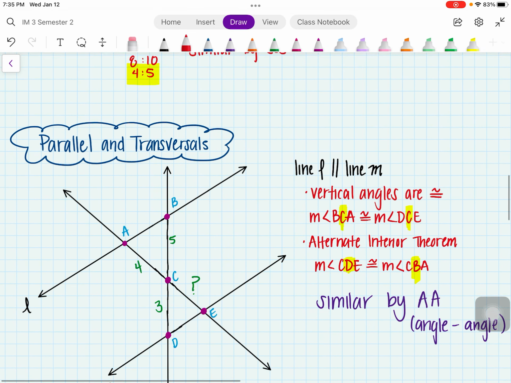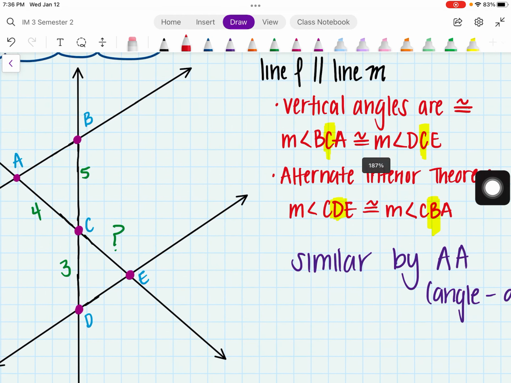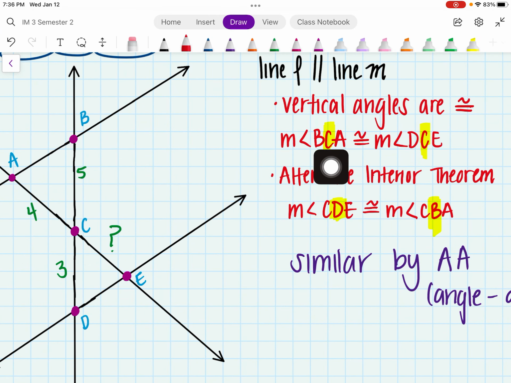Okay, so let's go ahead and check with an example here. We have 2 parallel lines cut by 2 transversals. They're giving us a bit of information. They're telling us that line L and line M are parallel lines. Parallel lines means that they won't be connecting and never actually will. And they're giving us a bit more information. It says vertical angles are congruent. So measurement BCA is congruent to measurement DCE.